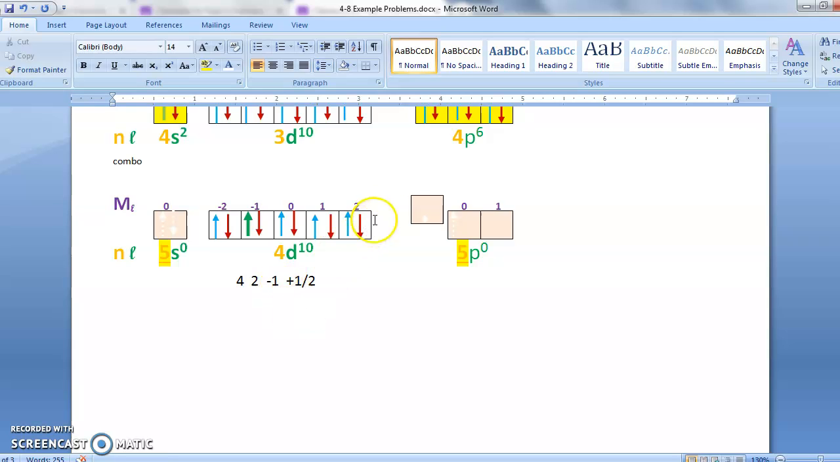This is how we do orbital notations. This is how we can assign quantum numbers for our orbital notations.